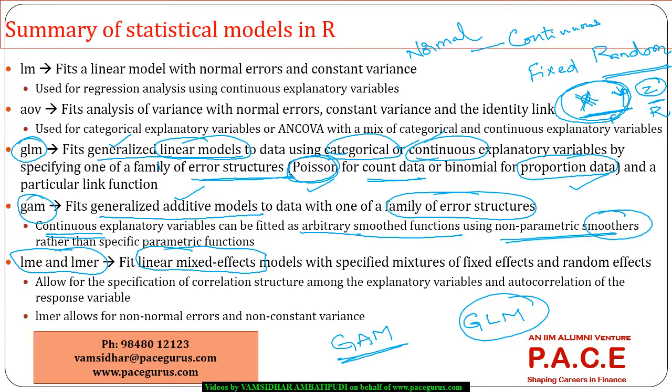You can easily specify the correlation structure among the explanatory variables, and based on that you can even change the equations of each of the variables as well. And even if the error terms are very much non-normally distributed, and even if there is a lot of heteroscedasticity present in the data, I would suggest that you look at LME and LMER models rather than relying on LM and ANOVA kind of models. So if your explanatory variable is way deviating from this, you can very well rely on LME and LMER.